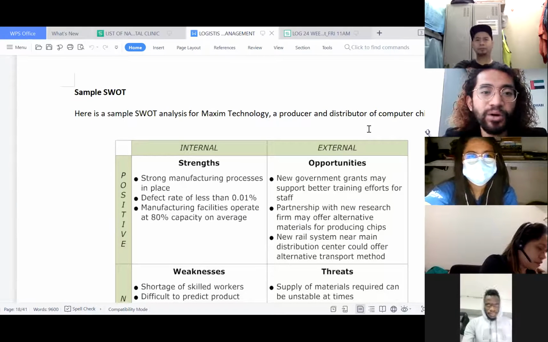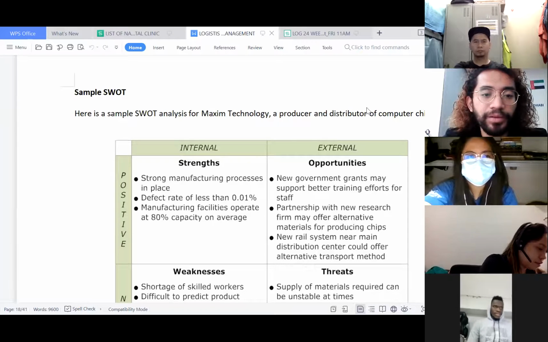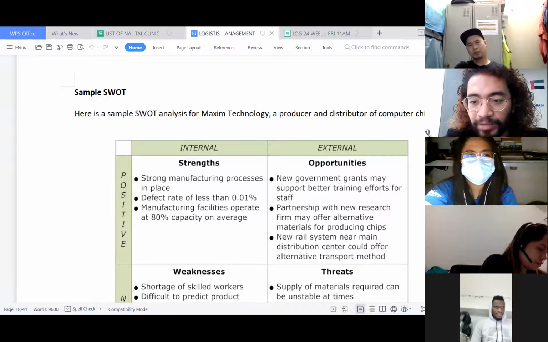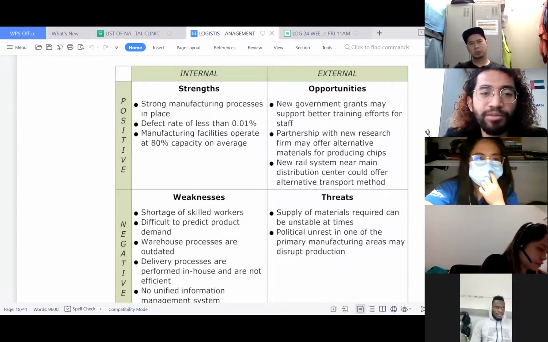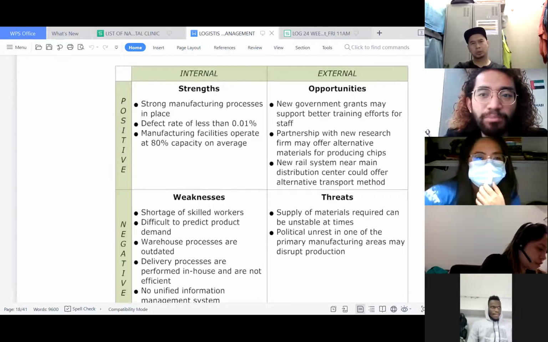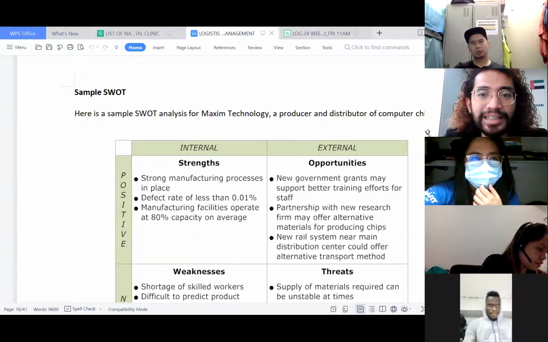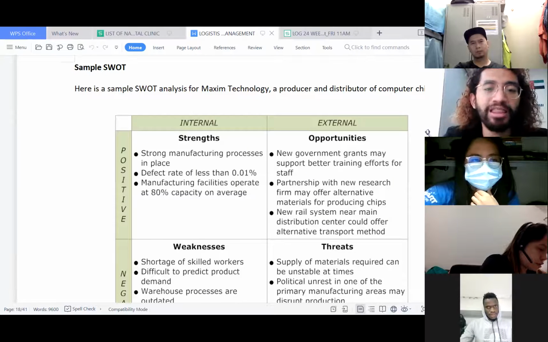SWOT stands for strengths, weaknesses, opportunities, and threats. Okay. Faith, read the strength for me. We have an example of a business which is a distributor for computer chips. What are the possible strengths of this company?